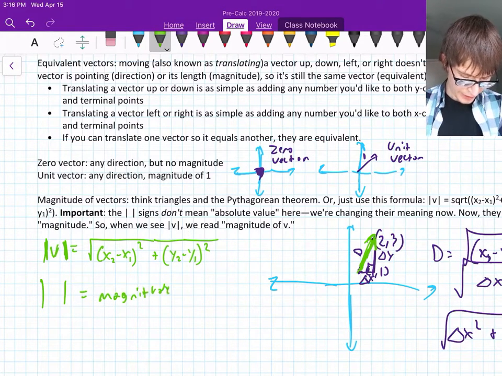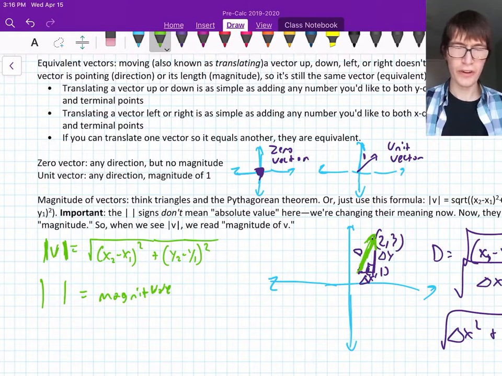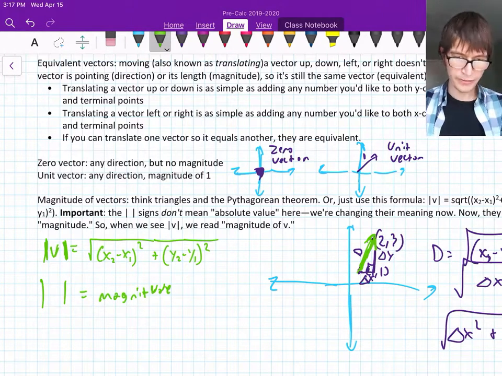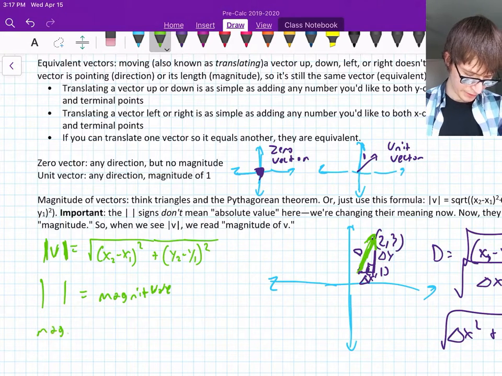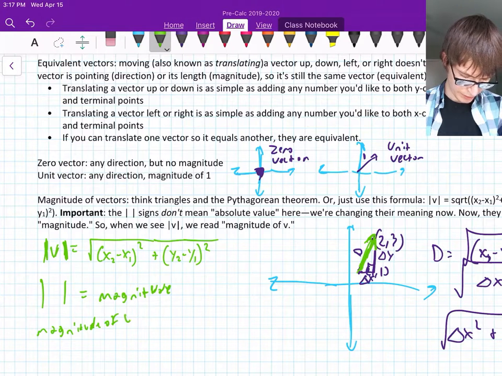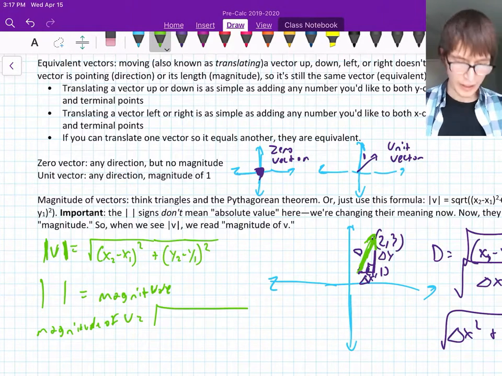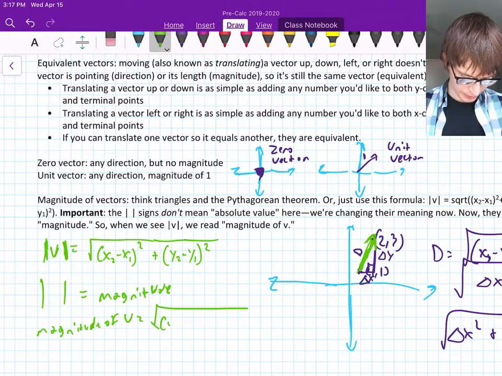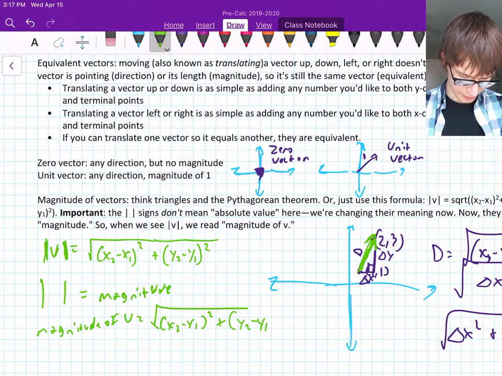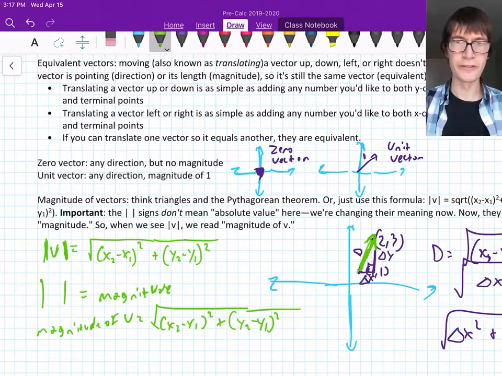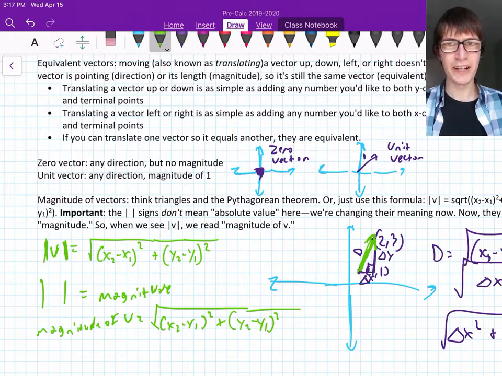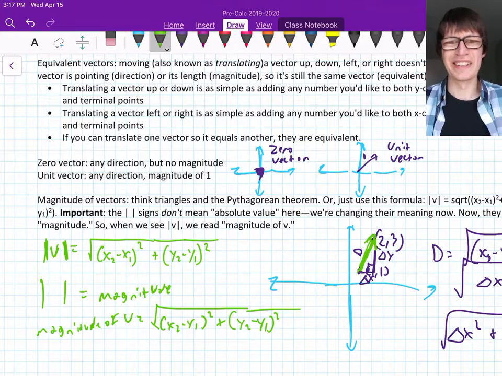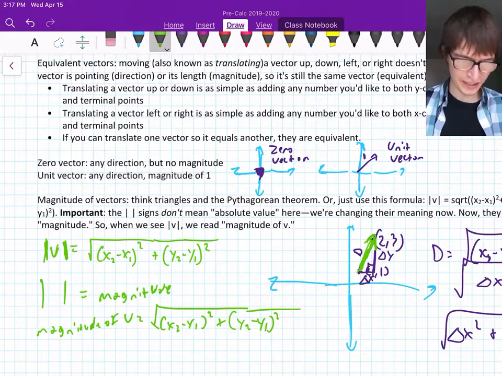So we don't say the absolute value of v equals the square root of all this stuff. We say the magnitude of v equals all that stuff, the square root of (x2 minus x1) squared plus (y2 minus y1) squared. That's all we're saying: the magnitude of v. So keep that in your mind. It's not absolute value anymore, it's magnitude. Again, I don't need to get too much into why that is.